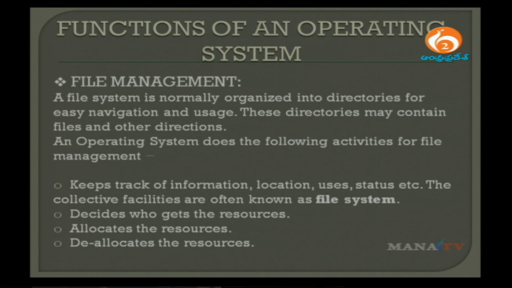And what are these points? Keeps track of information, location, uses, status, etc. The collective facilities are often known as file system. Decides who gets the resources, allocates the resources, and deallocates the resources.